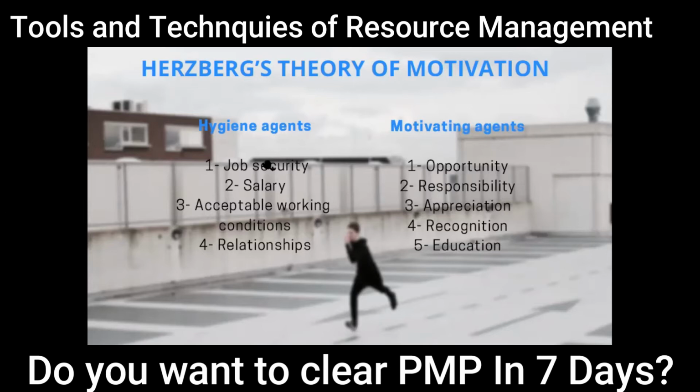In their jobs they have job security, they have salary, they have good working conditions and relationships, but they are not given the opportunity to excel, because government jobs are very slow. They basically don't have much responsibility, and if they do some good work, they are not appreciated and recognized, and there are very few opportunities for education. So that's a great example of Herzberg's theory of motivating agents.